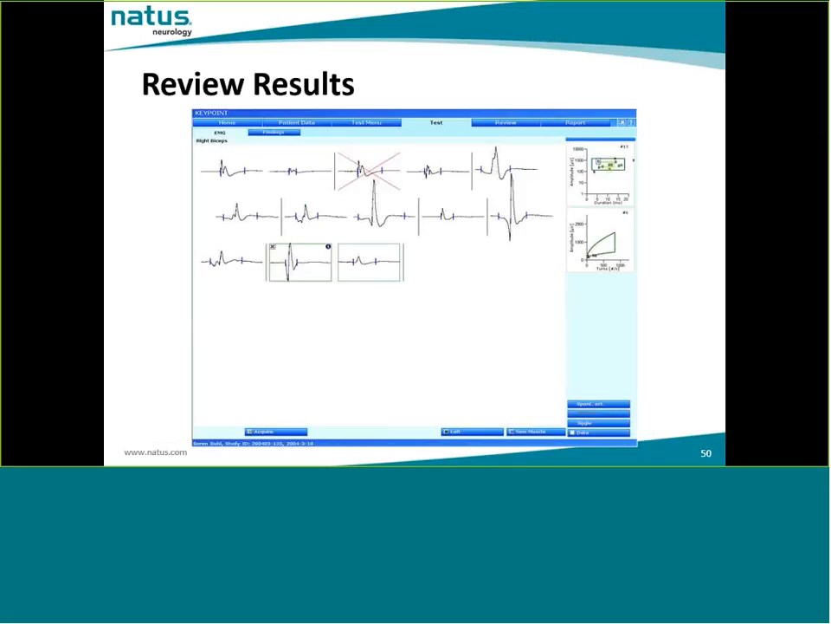So here is a review on one system. We can see all the motor unit potentials over here. Here is the waveform that was excluded by the user. And even in this screen, we can change the marker positions if necessary. And in this corner over here, we have the graphical presentation of the data.